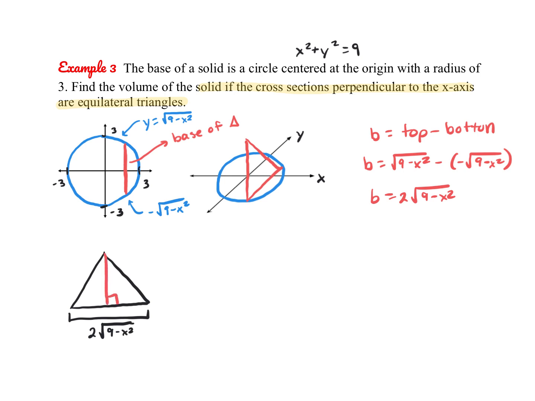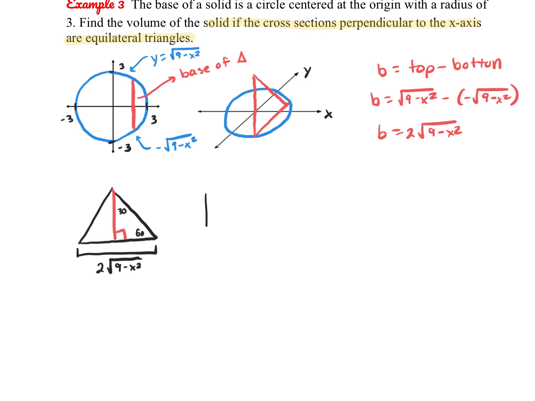So if I drop an altitude right here, if we know this was an equilateral triangle, we know that this is 60 degrees and this is 30 degrees. So I'm going to even break this down even more to help us out. This kind of ties into the warm-up. So this distance right here is going to be this distance right here. So it's just half of our full base. So it's going to be square root of 9 minus x squared. And again, this is our 60 and this is our 30. And so we want to define the height right here.